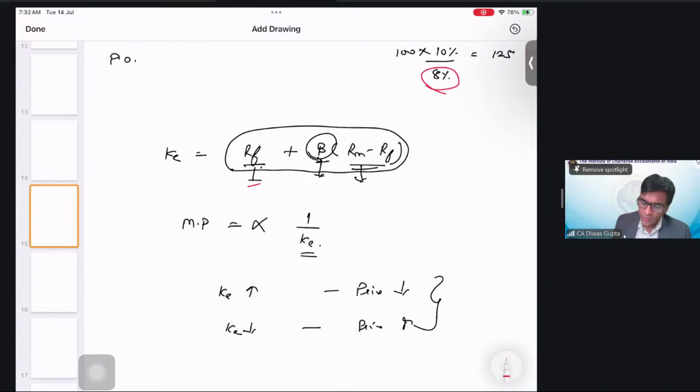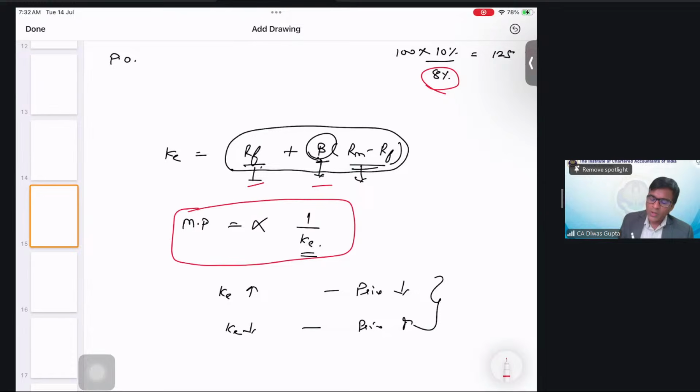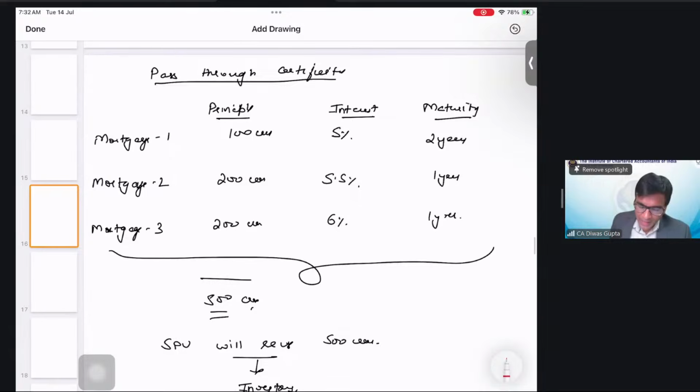So this is, I think, the capital asset pricing model. Cost of equity is equal to risk-free rate of return plus beta and the market premium, correct? And here also we say that the market price is always inversely proportionate to the cost of equity. Higher the cost of equity, lower the price. Lower the cost of equity, higher the price. So pass-through certificate students, now let's talk about how the mathematics works.